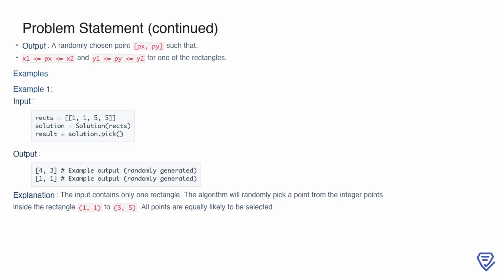For instance, consider the example where the input contains a single rectangle defined as 1, 1, 5, 5. This rectangle includes all integer points from 1, 1 to 5, 5. When we call the pick method, it will output a random point such as 4, 3, or 1, 1. Since there is only one rectangle, the algorithm will ensure that each point inside it is equally likely to be chosen. This demonstrates the core requirement of uniformly selecting points from the given rectangles.